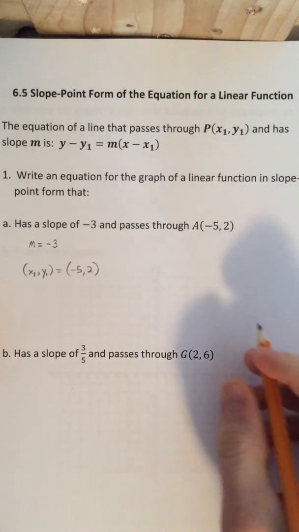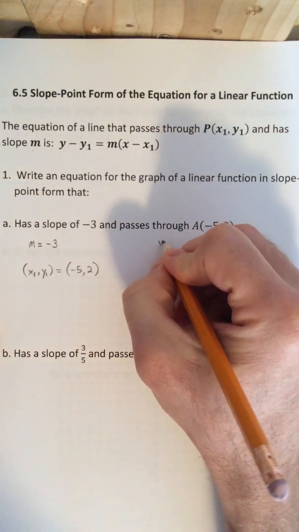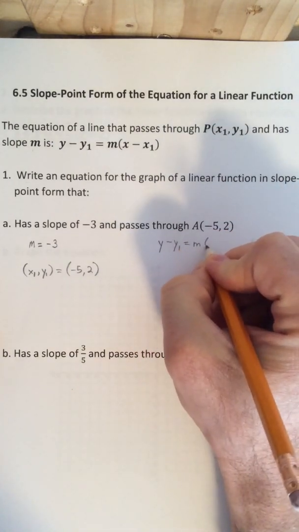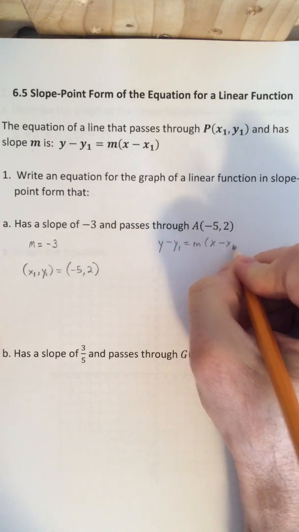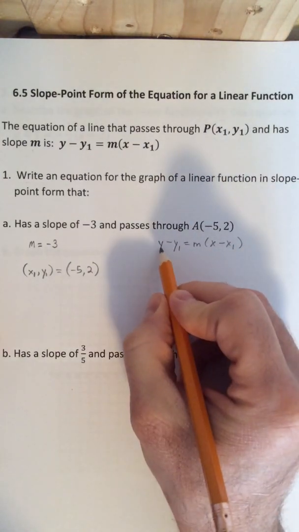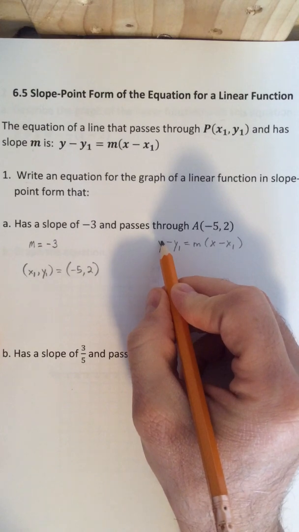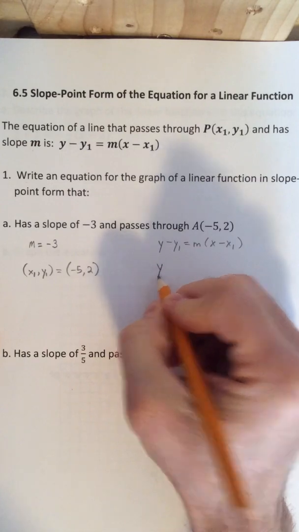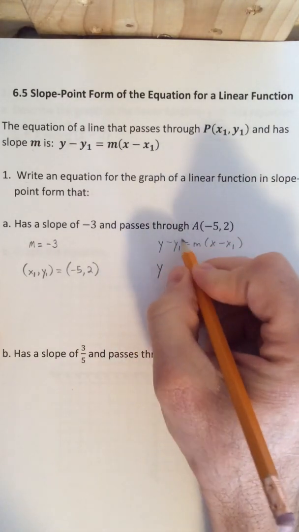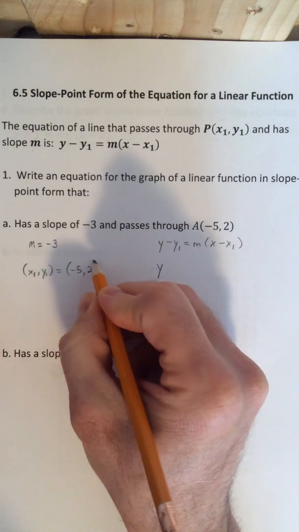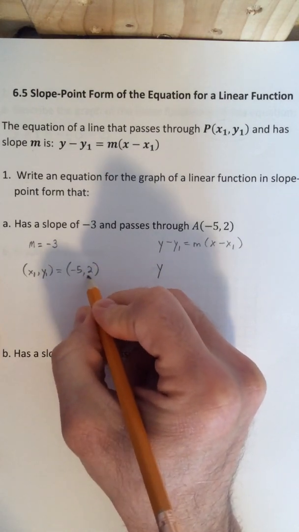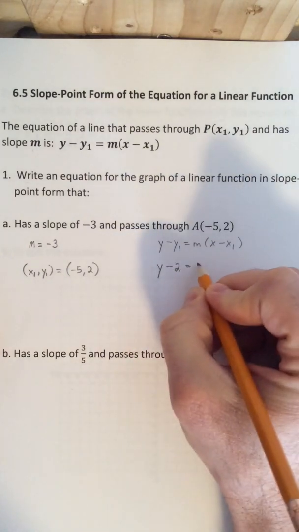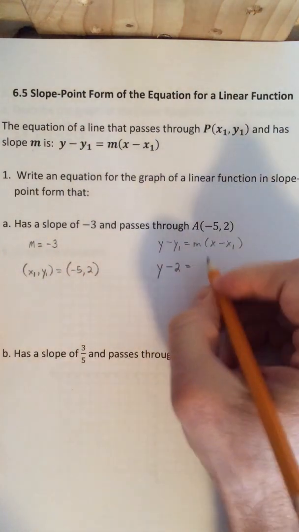To create this equation, we'll fill in the information we're given into this standard equation for slope-point form. y is going to represent any y value that exists on this line, so we will just leave that as y. y1 represents this value in the point A, which is 2. So we're going to subtract y1, which is 2. And then the slope, which is our m value, is -3.